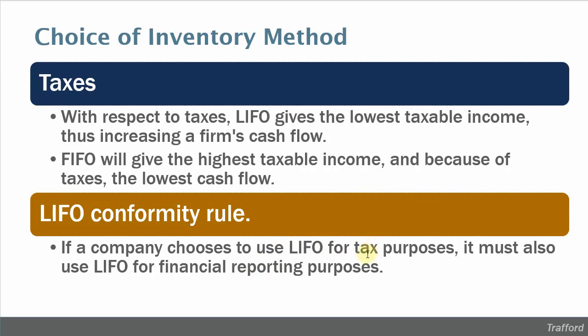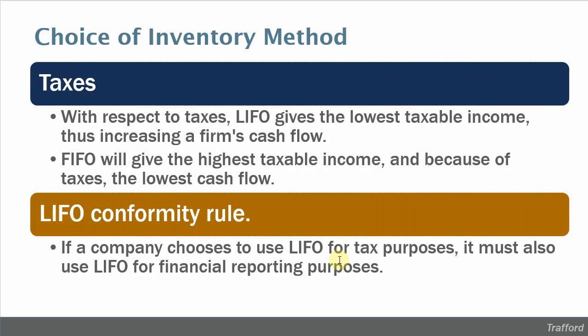Now notice this is a very specific circumstance. If a company is using anything other than LIFO for income taxes, then this rule doesn't apply. So a company could use FIFO for tax purposes and LIFO for financial reporting purposes. They can use weighted average for tax purposes and specific ID for financial reporting purposes.